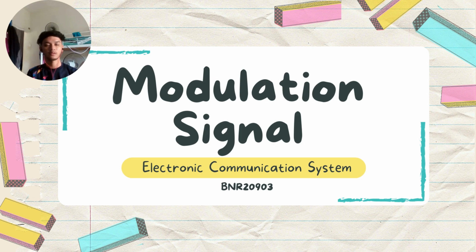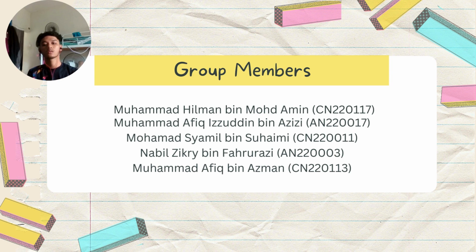My matric number is CN220117. I am from session 2, group 9. We present about our project, which is modulation signal. These are my group members, which consist of me and my other friends: Muhammad Hafiz Izzuddin, Muhammad Syamil, Nabil Zikri, and also Muhammad Afiq.